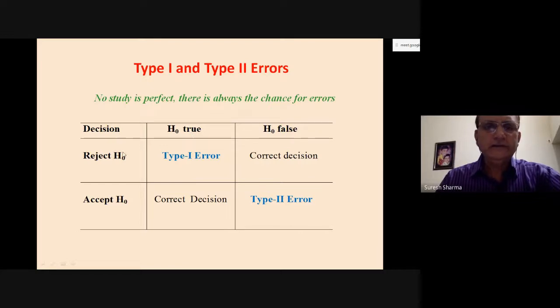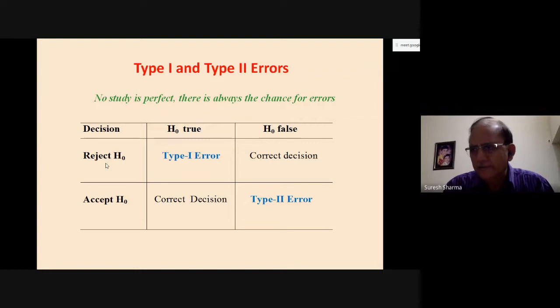So your decision is reject H0 when H0 is true. What does this mean? H0 is true means something is of good quality, but it has been rejected. That means it is an error. Something was of good quality, it has been rejected. That means it is an error. And this type of error is called type 1 error.